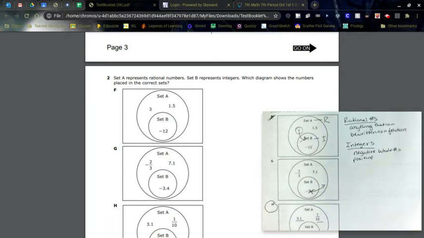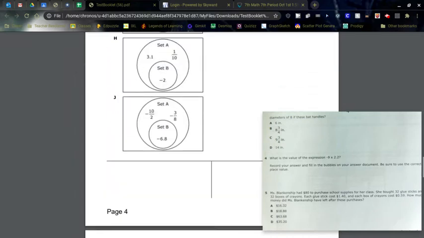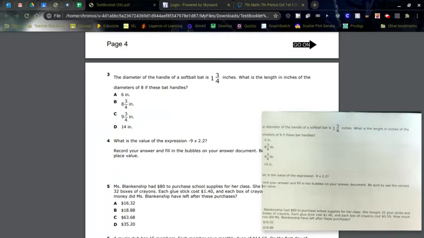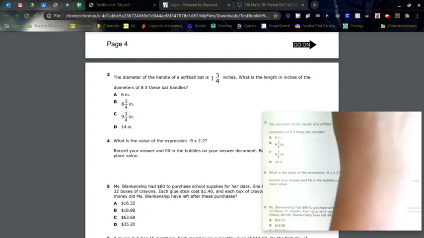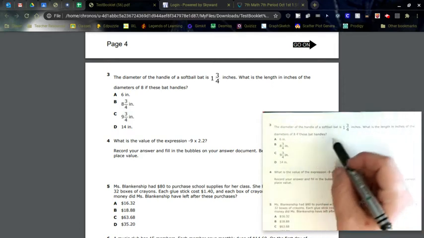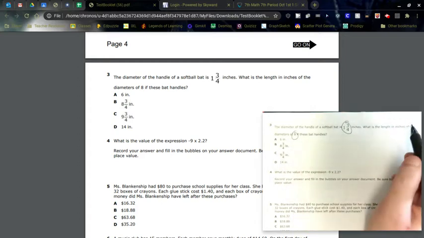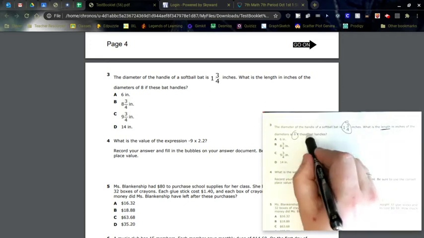Moving on to number 3. The diameter of the handle of a softball bat is 1 3/4 inches. What is the length in inches of the diameters of 8 of these bats? So we have 1 3/4 and 8. We want to find the length of all 8 of them.